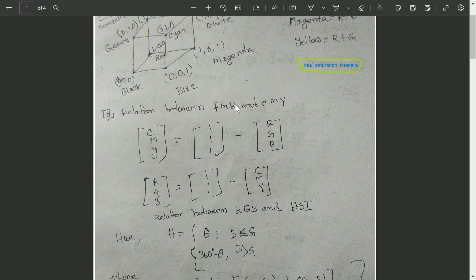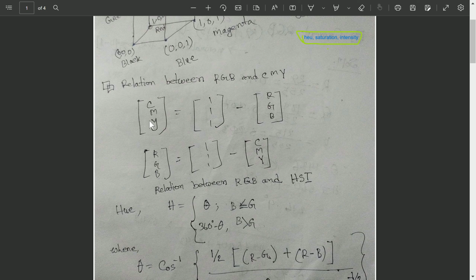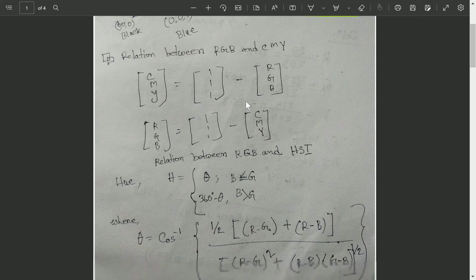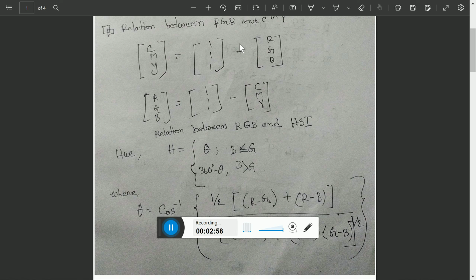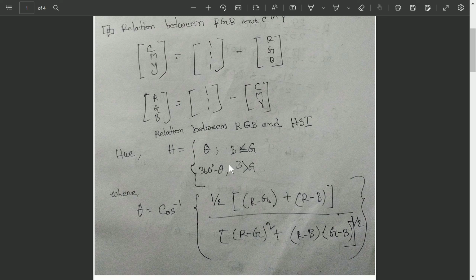Now we will discuss the relation between RGB and CMY. Here we can see the equation, the relation between RGB and CMY. CMY is equal to the matrix (1, 1, 1) minus the matrix RGB, and in the same way RGB is equal to (1, 1, 1) minus CMY.